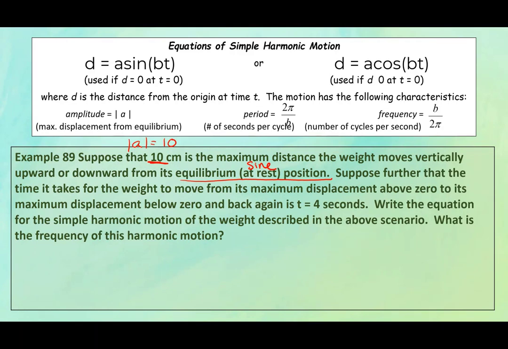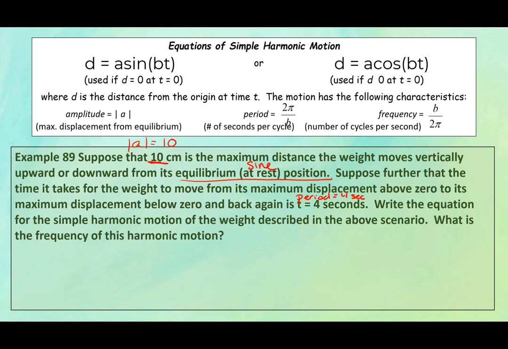So suppose further that the time it takes for the weight to move from its maximum displacement above zero to its maximum displacement below zero and back again is 4 seconds. So what that means is a full cycle takes 4 seconds. So we now know that the period is equal to 4 seconds. Okay, so we're going to do two things here. We're going to write the equation for the simple harmonic motion of the weight described in this scenario, and then we're going to find the frequency.